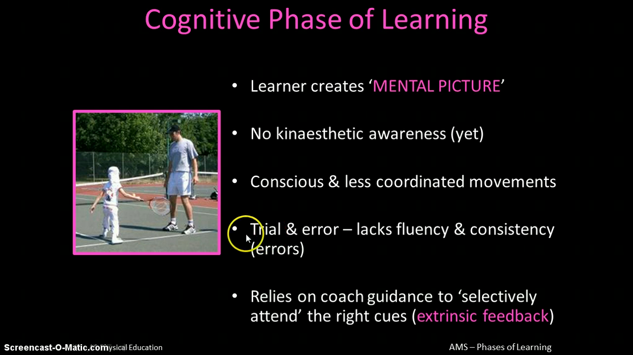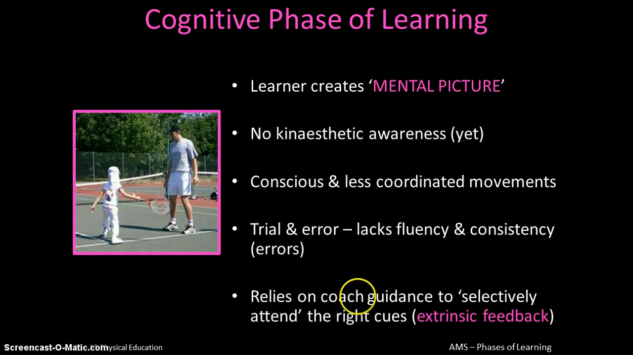There's loads of trial and error during this phase of learning. So you might hit it once and it might be right. You might hit it another time, and it goes onto the next court. So their performance is quite inconsistent, with quite a high proportion of errors. But that's part of learning.